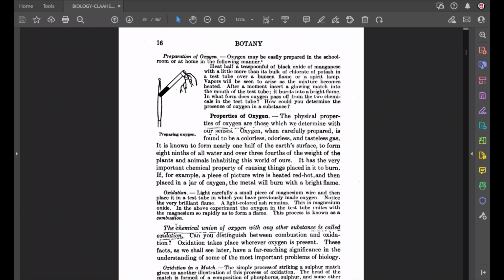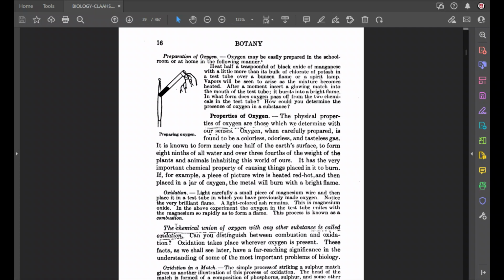Oxidation takes place wherever oxygen is present. So this answers the question, how do we know oxygen is present if it's colorless, odorless, tasteless? One of the ways that we know it's present is by oxidation, because it causes things to change.